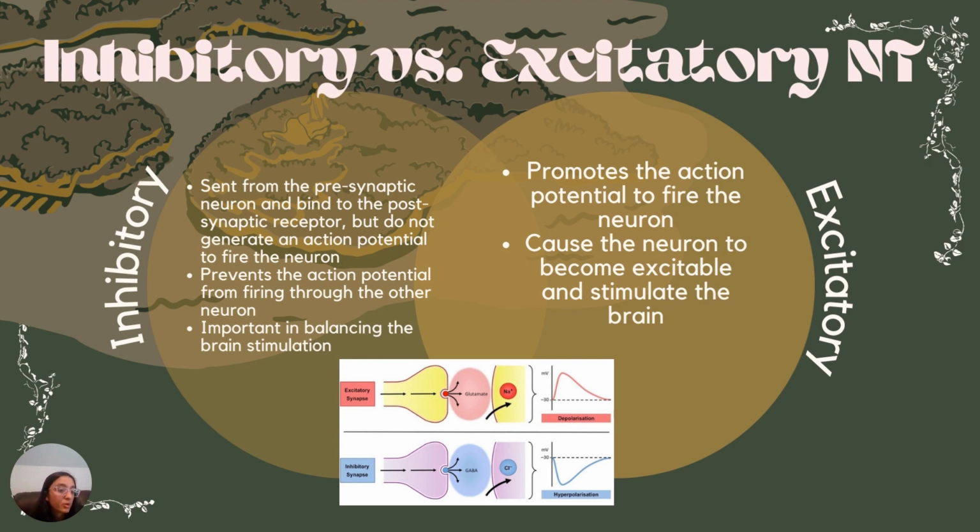These neurotransmitters are important in balancing the brain stimulation. An excitatory neurotransmitter does exactly the opposite and promotes the action potential to fire the neuron. These neurotransmitters cause the neuron to become excitable and stimulate the brain.